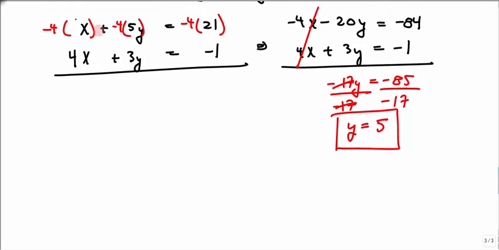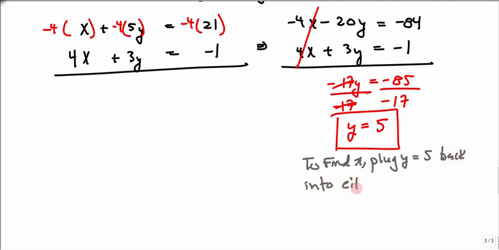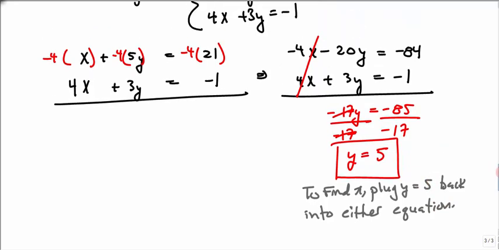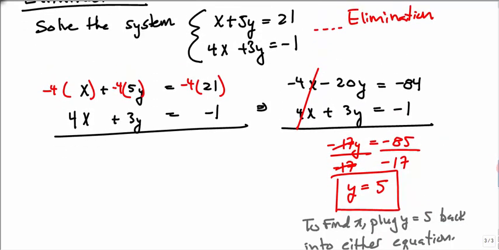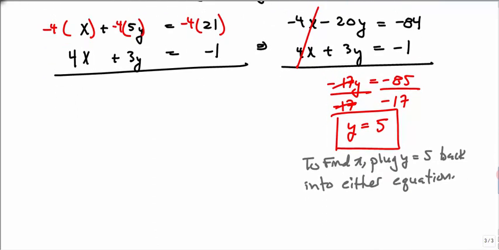Now that's not my complete answer. I need to also find x. To find x, plug y equals 5 back into either equation. Now it doesn't matter which one. They should both yield the same value of x if this is the correct value of y. So let's see what our options were up here. x plus 5y equals 21. I think I'll do that one.